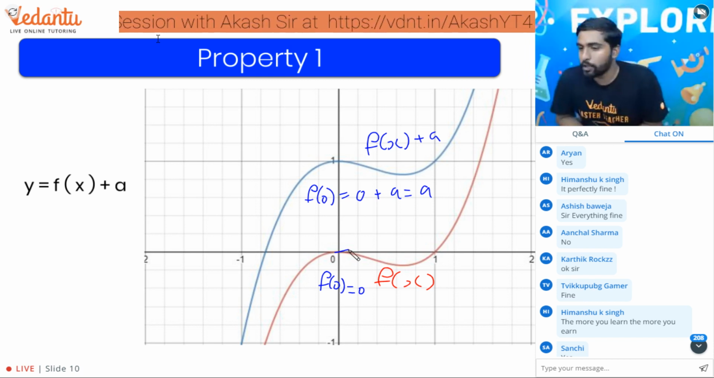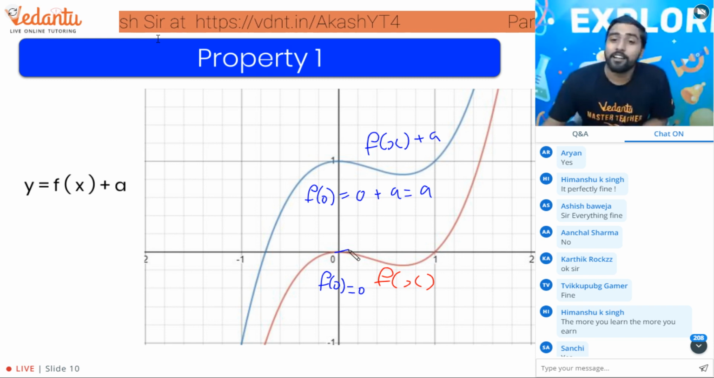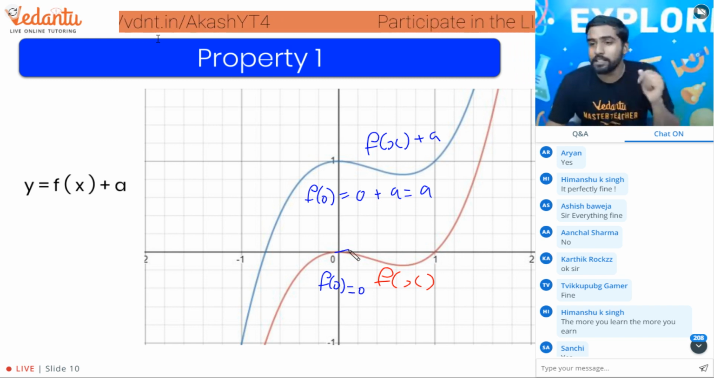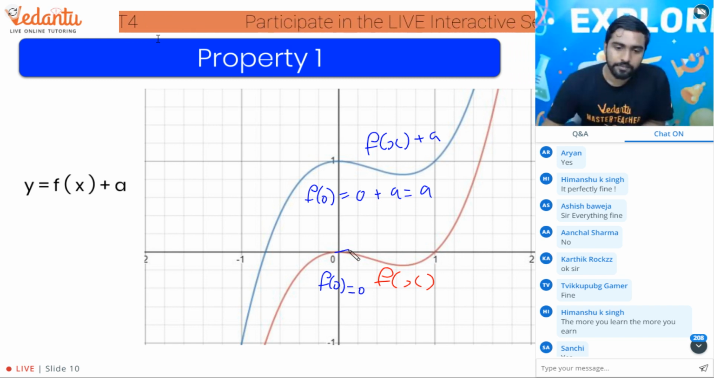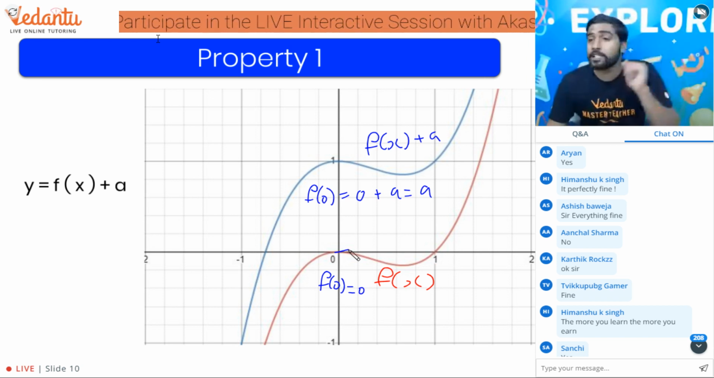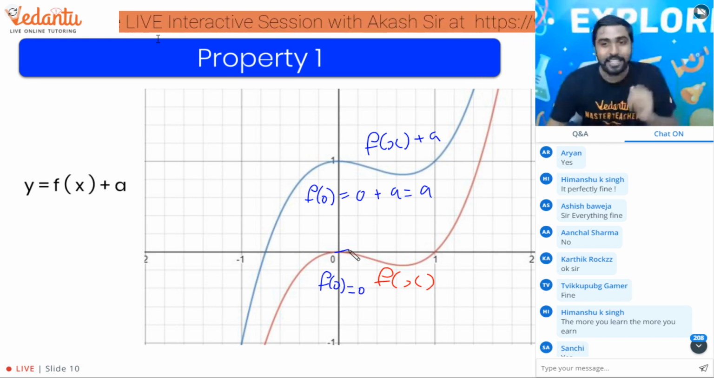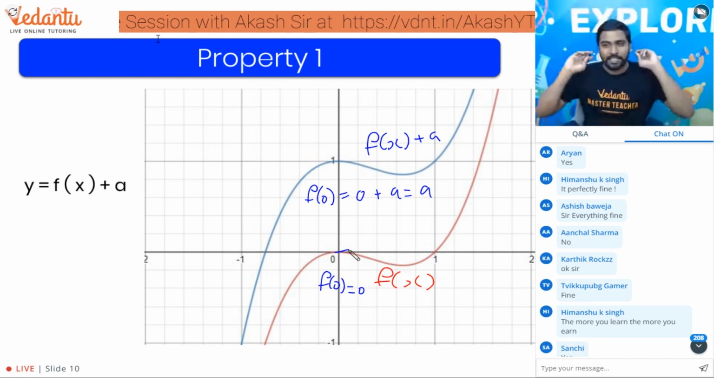Okay guys, I hope you have understood this. Next, what do we have? I have another graph, that is mod x minus 1. Okay, so minus mod x plus 1. I didn't tell you exactly how to do this, but I gave a hint in the last moment.